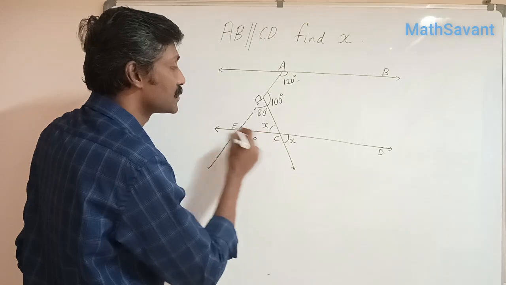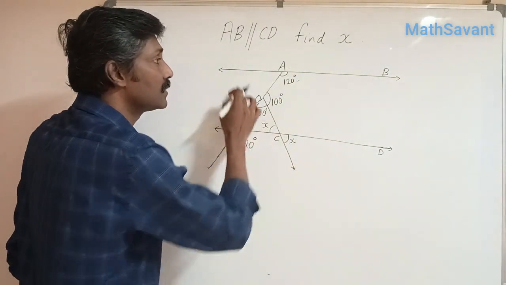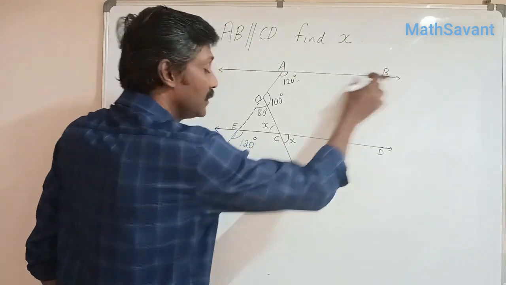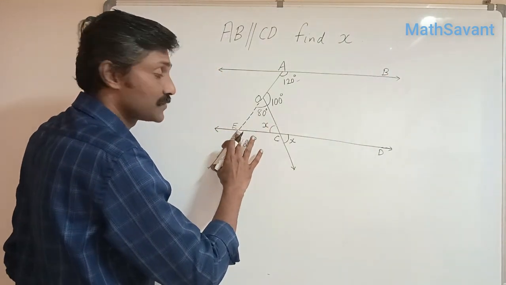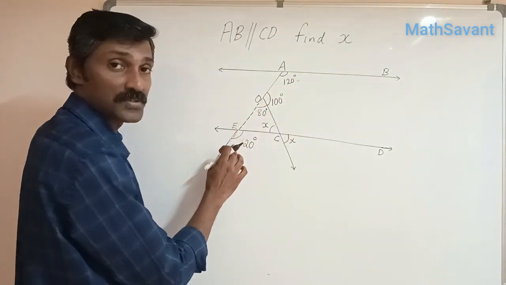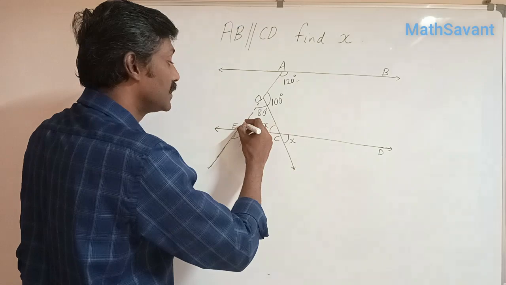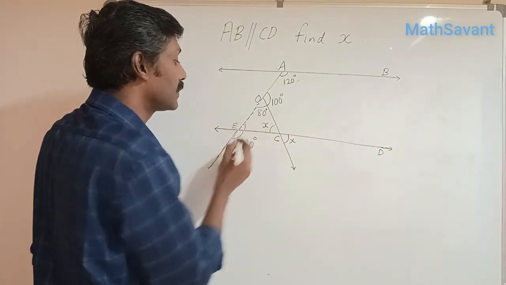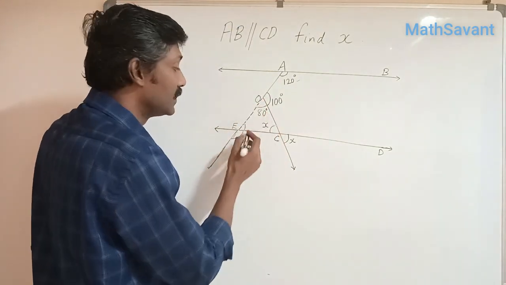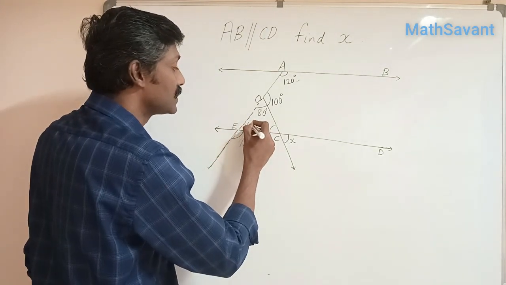They are corresponding angles. The angle made by the transversal with this parallel line and the angle made by the same transversal with this parallel line, they have to be equal. So this is 120 means this also is 120. And again, this is a straight line, so this has to be a linear pair. That means the remaining angle within this triangle has to be 180 minus 120, which is 60 degree, right?